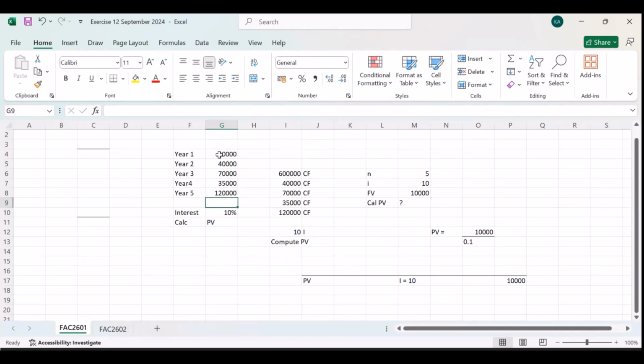Depending on what calculator you have, just read the manual, or maybe Google. Say you have a Sharp calculator: how do I calculate the present value? Google will show you, because every calculator is slightly different. The principle is the same, but slightly different in terms of the mechanics. Does everyone understand? Any questions?